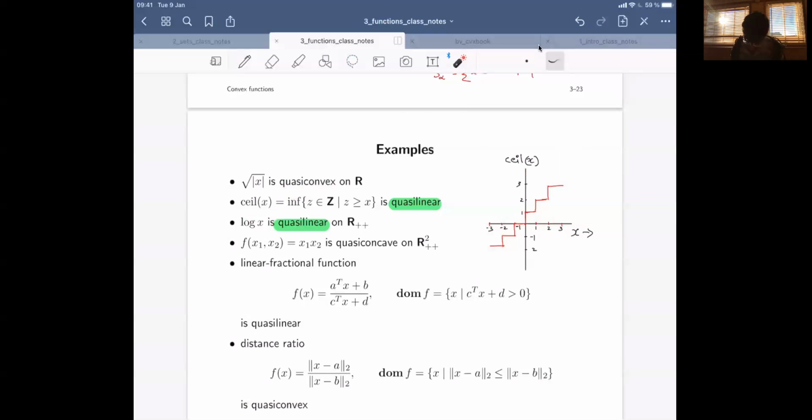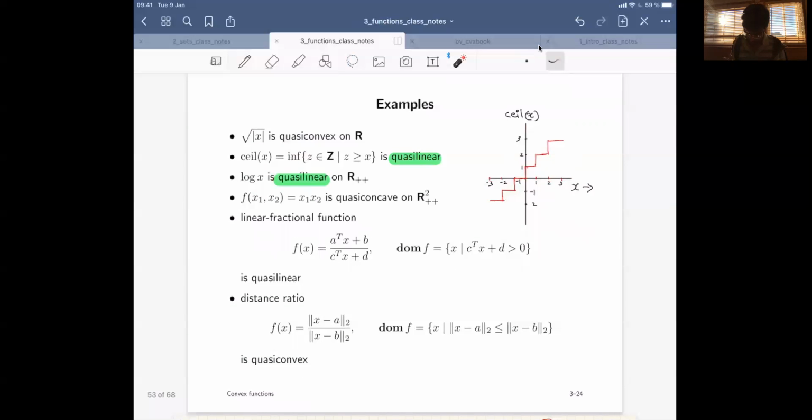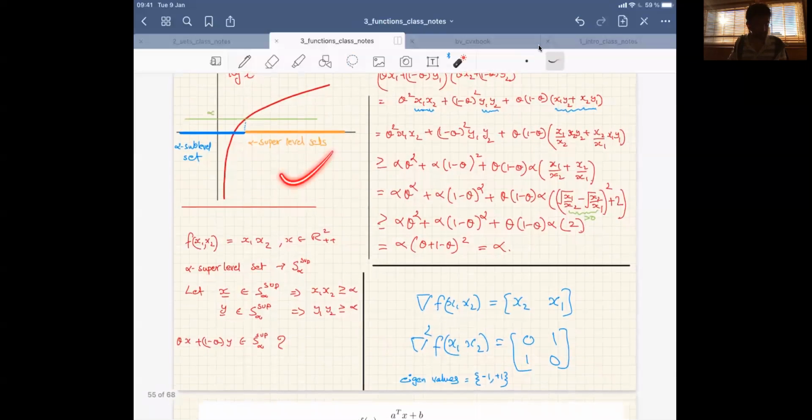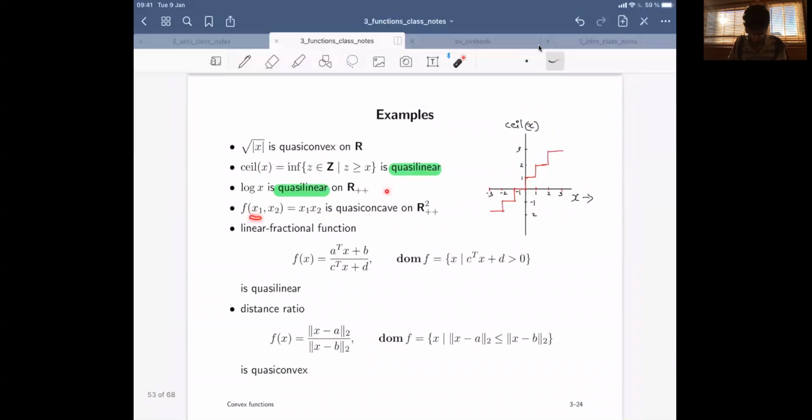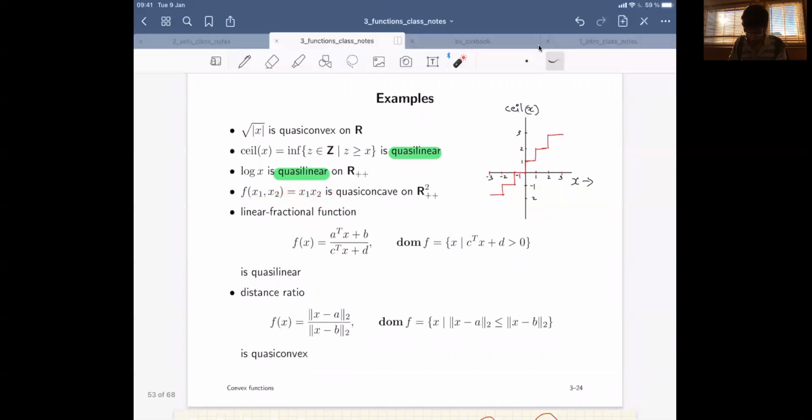For the ceil function, if you take the sub-level or super-level set, for example at this point, the sub-level set corresponding to one will be this part, and the super-level set corresponding to one will be this part, both convex. So this is quasi-linear. And log x, we already saw, is a quasi-linear function. Another example is f of x1, x2 equal to the product of x1 and x2 on R plus plus, meaning 0 is excluded.